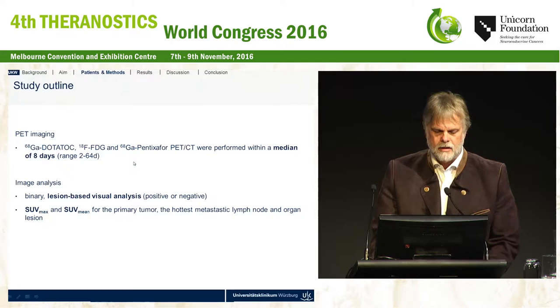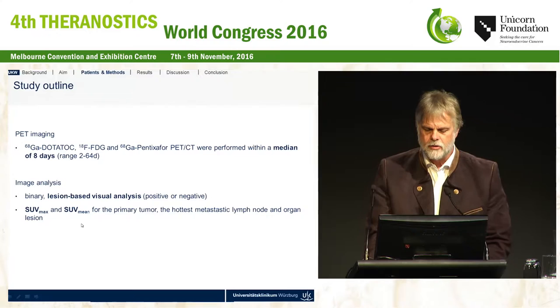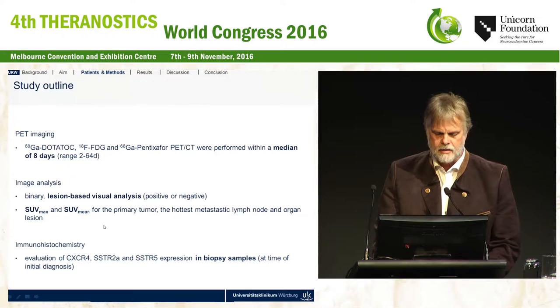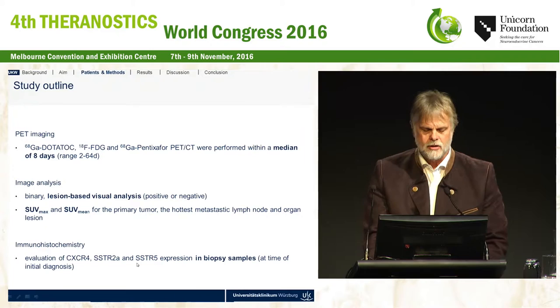And we did a binary image analysis, meaning either positive or negative lesion, on a lesion-based visual analysis, plus SUV max and SUV mean for the primary tumor, the hottest metastatic lymph node, and the organ lesion. And in addition, there was some immunohistochemistry, the evaluation of CXCR4, SSTR2A, and SSTR5 expression in biopsy samples at the time of the initial diagnosis.